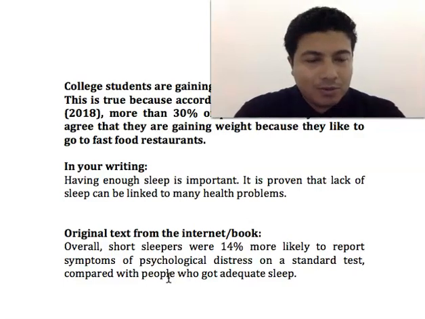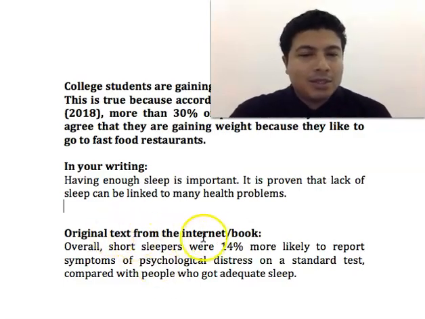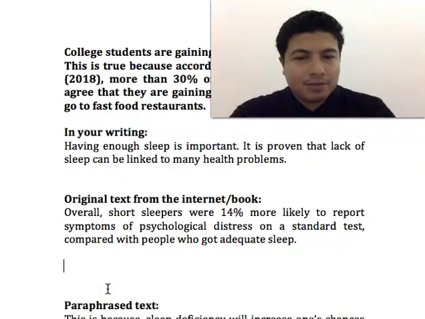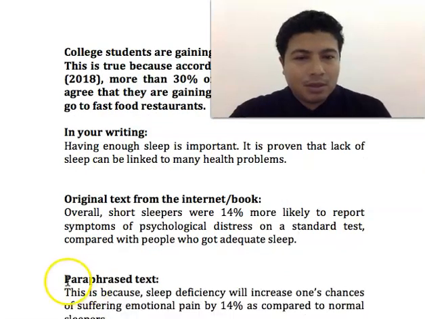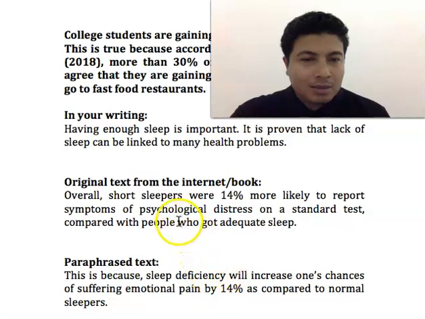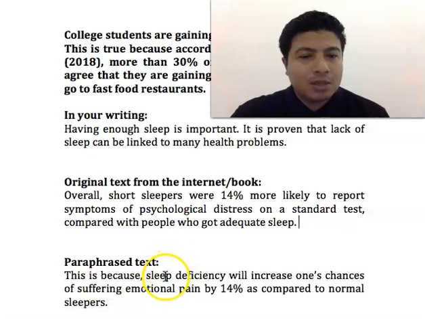So to avoid plagiarism. So this is the original text from the internet. It says like this. So when I paraphrase, it becomes like this. So this is after I have paraphrased. Same meaning as the previous one from the internet, but the sentence is a bit different. So it says this is because sleep deficiency. So I say short sleepers, people who sleep less, I change to sleep deficiency.